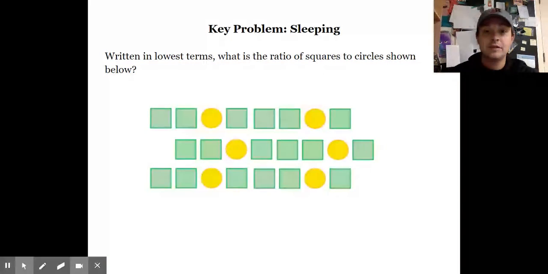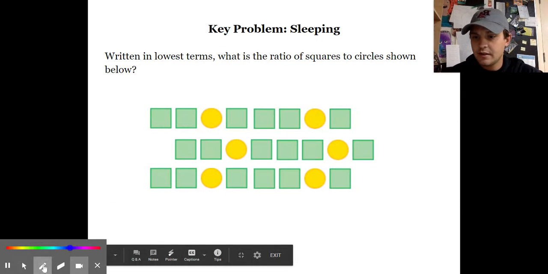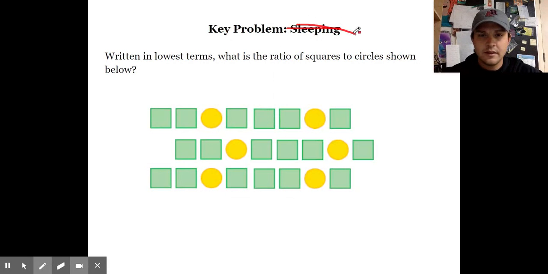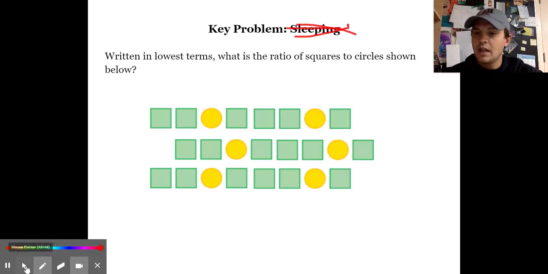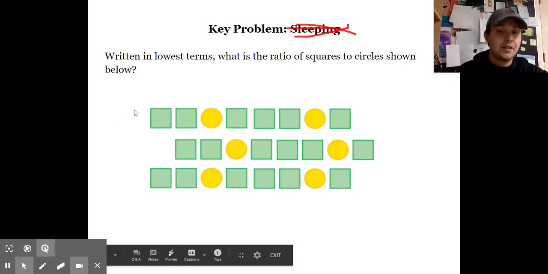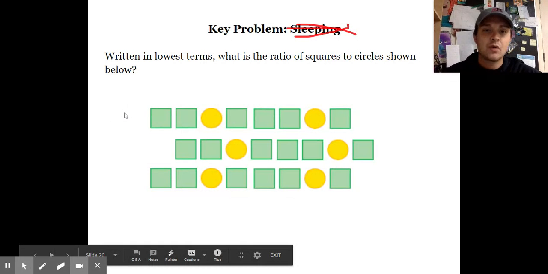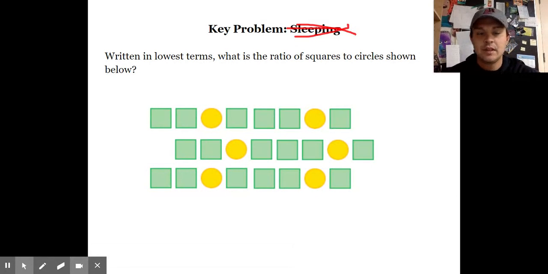Your key problem, I don't know why that says sleeping, so please ignore that. I think I had some different problem in mind, but I went with this one. Written in lowest terms, what is the ratio of squares to circles shown below? Okay, so that's your key problem. Make sure that you work on that and get some feedback from your teacher.